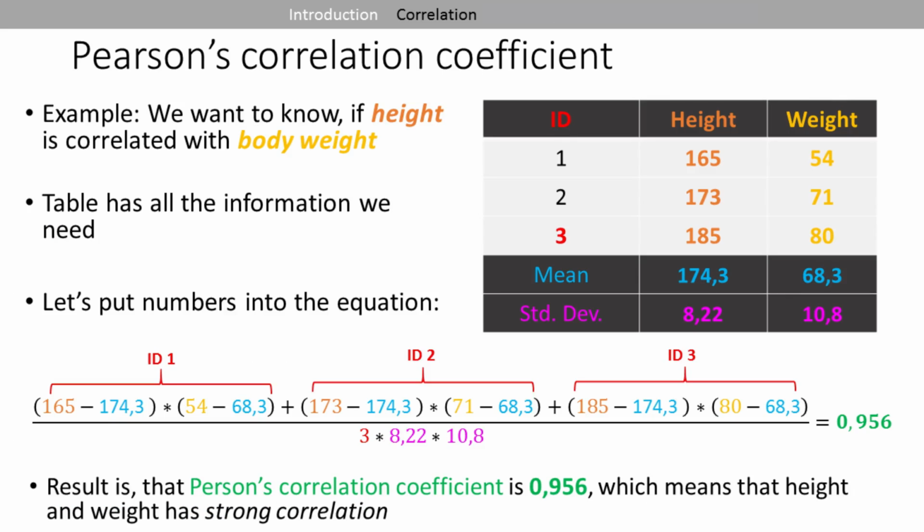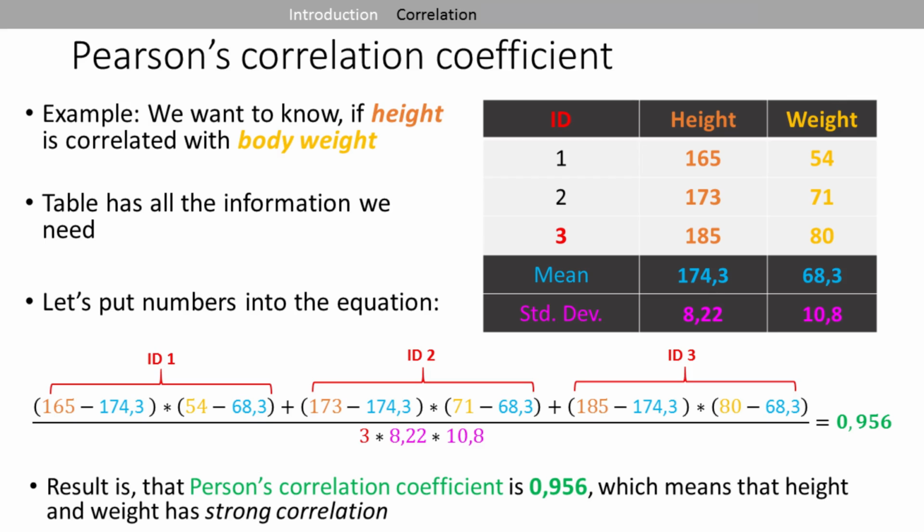Now, the fun doesn't end there. The example was the association between height and body weight, and now we have the means and standard deviations of height and weight. So we are going to use those and put the numbers into the equation, and we end up with this kind of monstrosity. I know this is kind of long, but as you can see, it isn't that complicated.